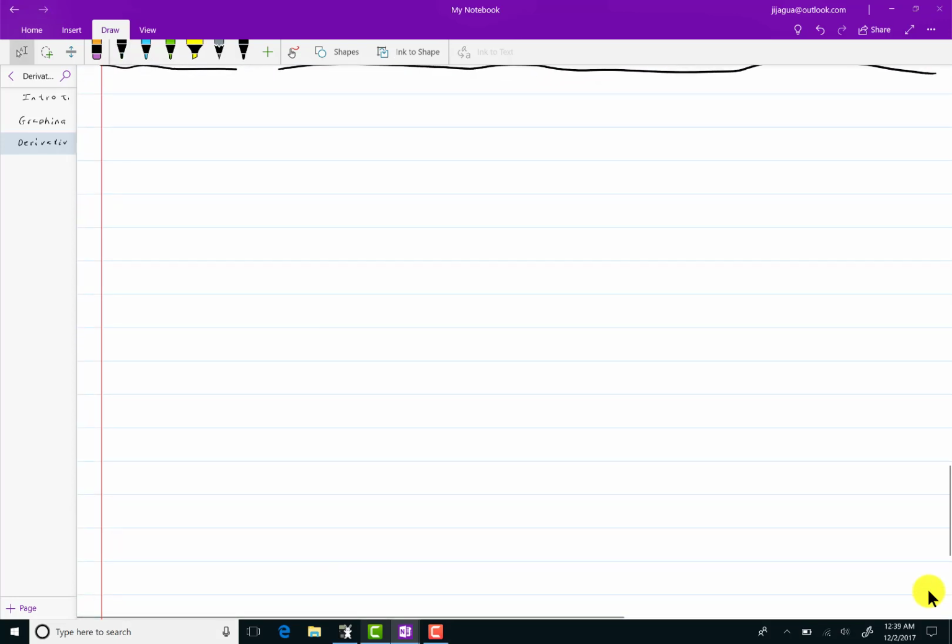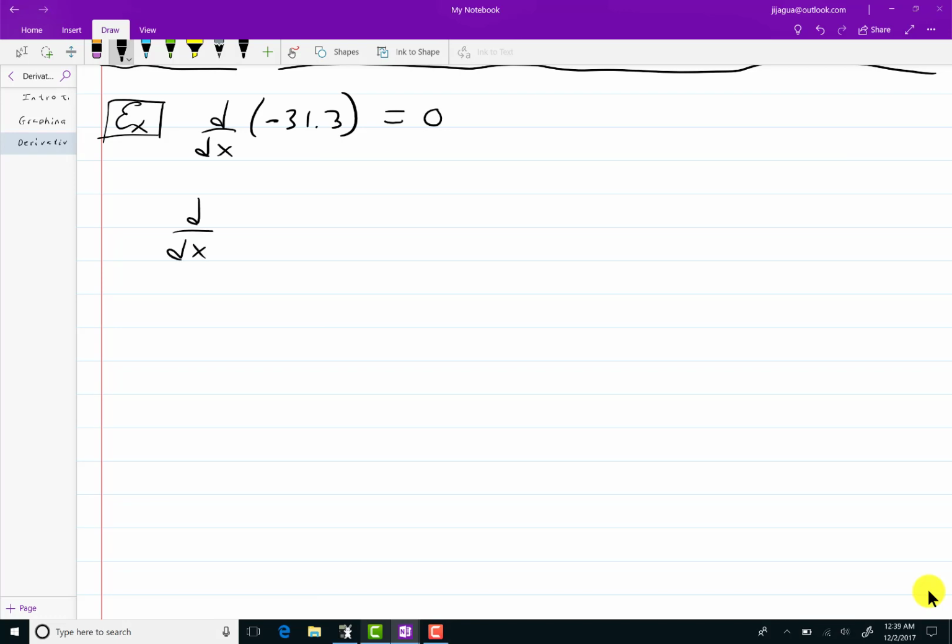So maybe let's do a couple examples of what we've got right now. What's the derivative of the number negative 31.3? Well, the constant rule tells us that that is 0. What's the derivative of x cubed plus x squared plus 3x plus 1? Well, you can use the sum rule and break this up and look at the individual pieces.